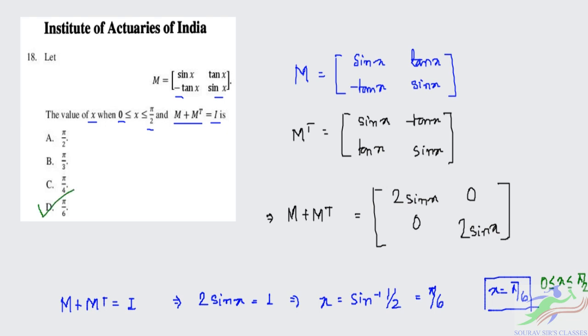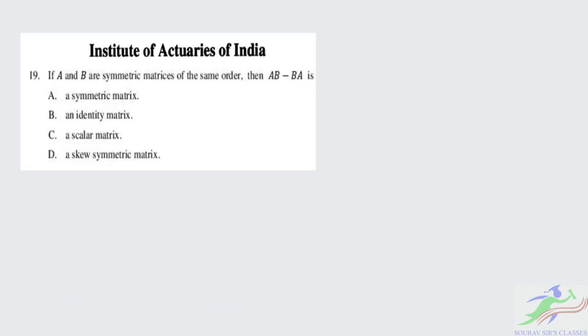Okay. So now let's move to question number 19. Question number 19 says that if A and B are symmetric matrices of the same order, then we have to find AB minus BA out of the options, which is the correct one.